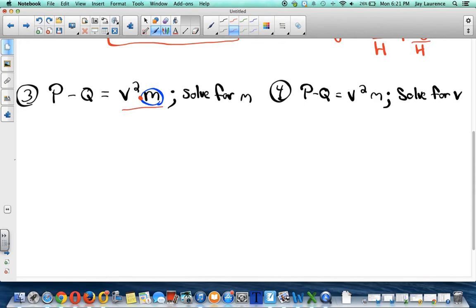So I'm going to have to divide by what? By v squared. If I do it there, I'm going to have to do it there, and so I'm going to divide by v squared. V squared. So m is going to equal p over v squared minus q over v squared. And there you go. That's it. Pretty easy.